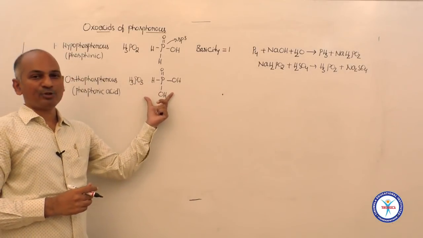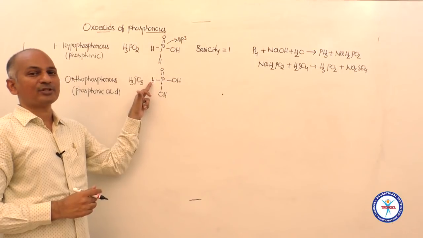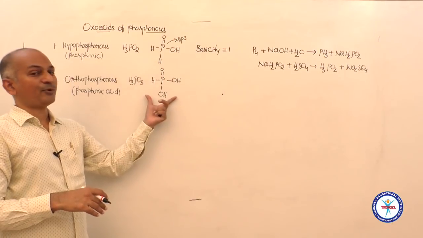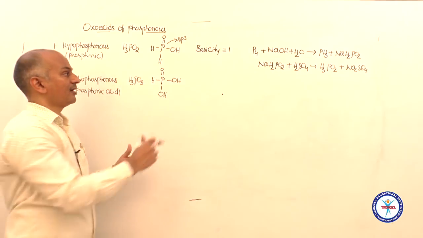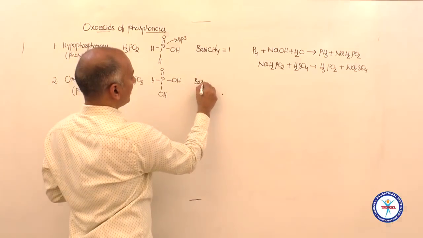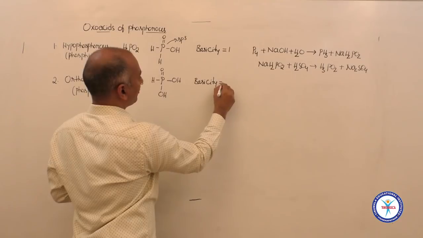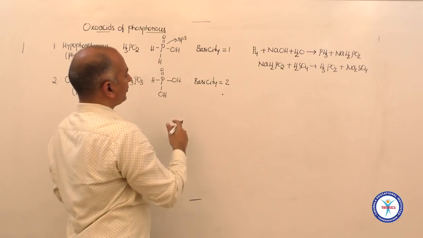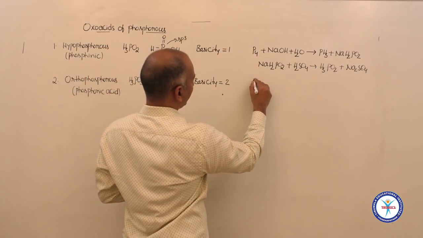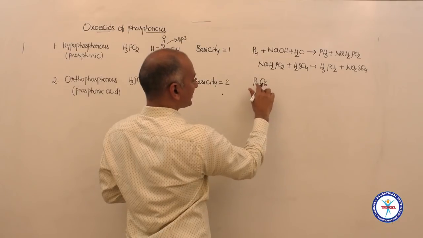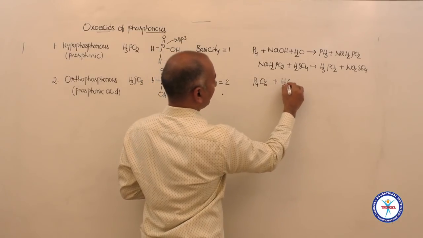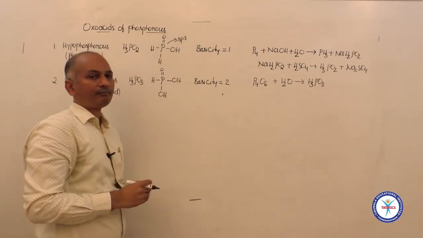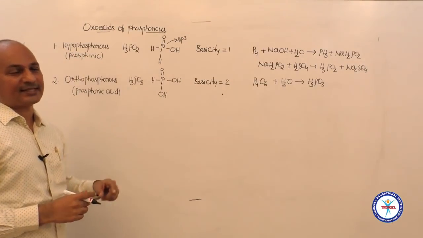So decide whether it is reducing or not. Yes, it has one such hydrogen which is not replaced by a base, but because of which this compound acquires reducing nature. So basicity of this compound is 2. The maximum hydrogens that are replaceable by a base. Okay, and this compound is prepared. You already have seen this. You take P4O6, the lower oxide of phosphorus, and just you treat it with water. You will get H3PO3. Now that is how this orthophosphorus acid is prepared.